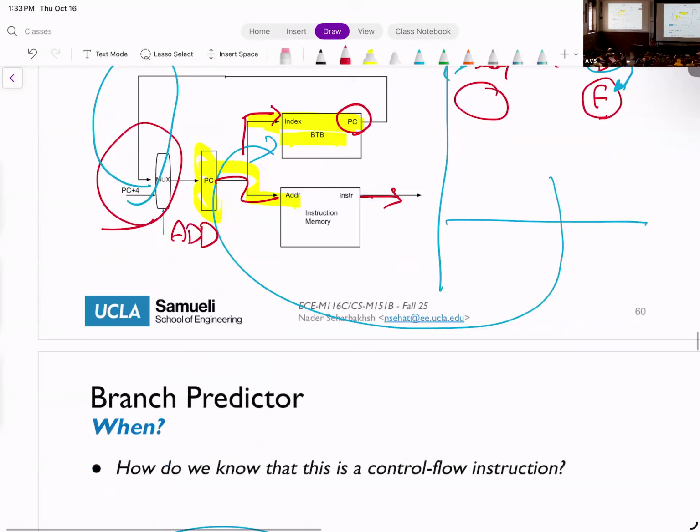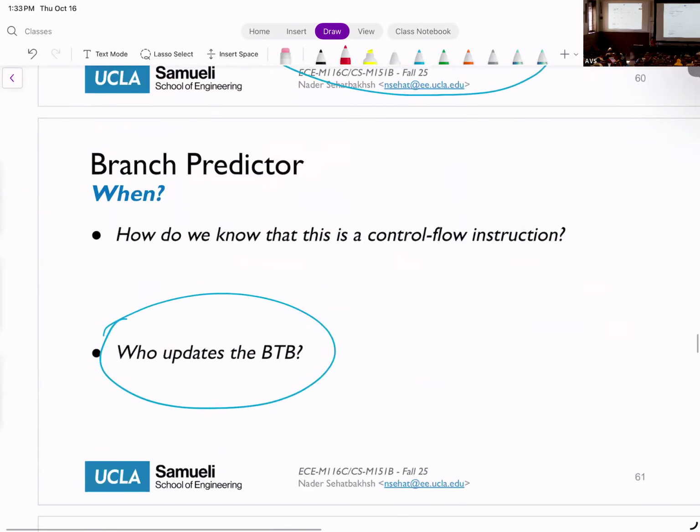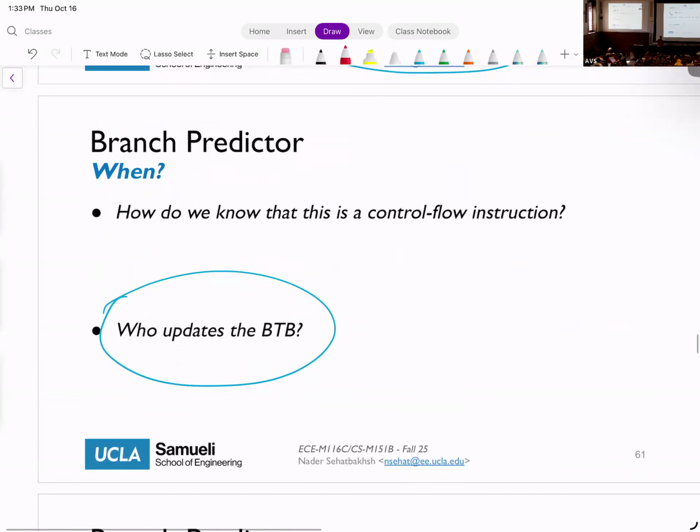So in order to know whether I need to take PC plus 4 or take the next PC from that table, the answer is: if it's a hit in that table, take that address. If it's not a hit in that table, do PC plus 4.